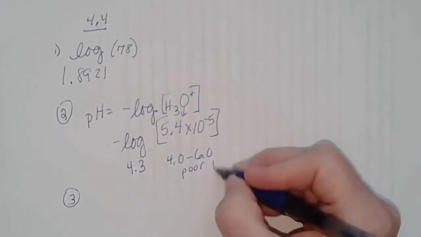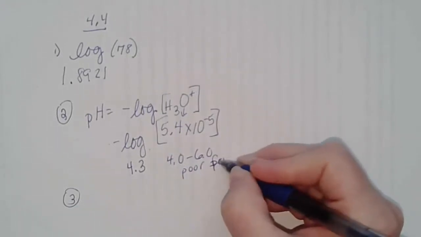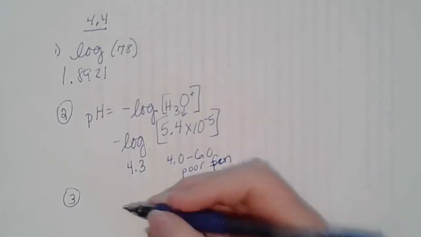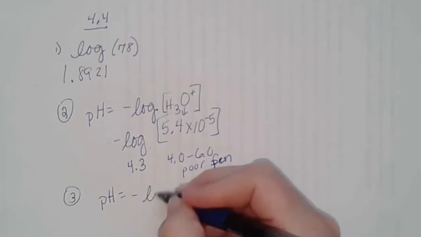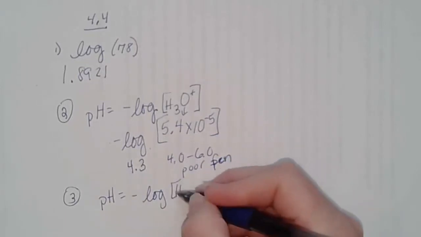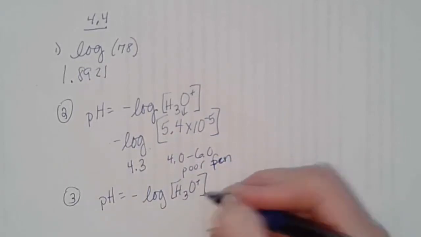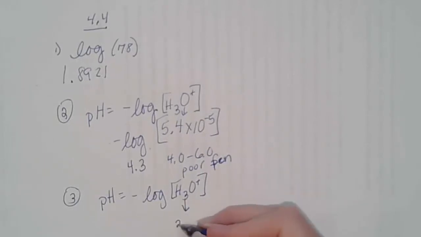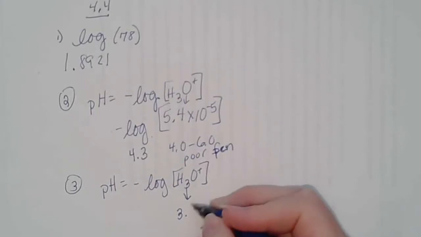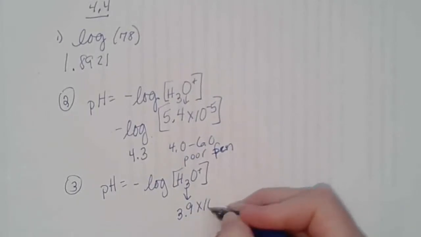All right, number 3, let me do another example though. It tells us again the pH formula is negative log of the hydronium ion concentration. Then it directly tells you in the reading the hydronium ion concentration to drop into this formula is 3.9 times 10 to the negative 7. So then we type in our calculator the formula.